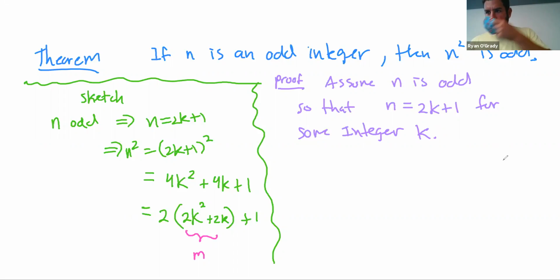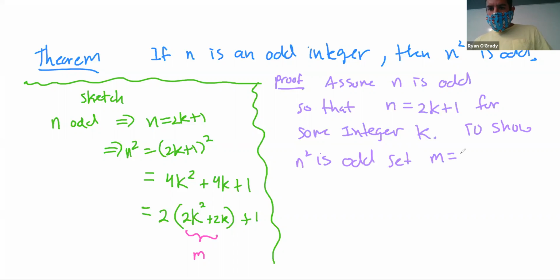And then, of course, all we need to do now is put this together. So we assumed n is odd. We wrote down what that meant. Now we want to show that n squared is odd by showing it's 2 times something plus 1. So here we go. To show n squared is odd, set m equal to 2k squared plus 2k.